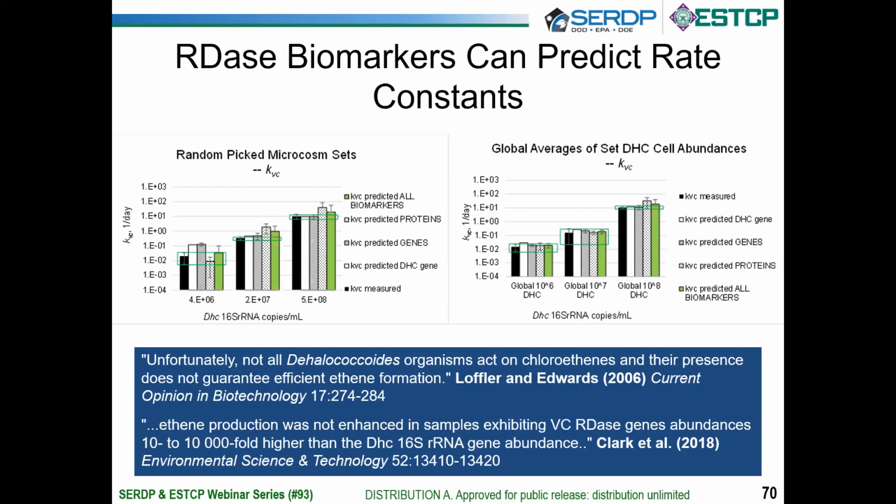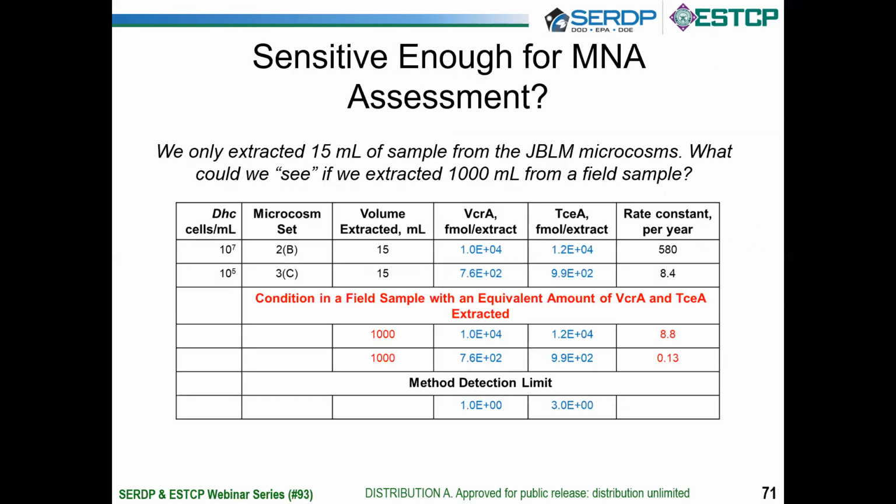On slide 71, a key question for this project and this technology is, can you quantify proteins low enough to be relevant for M&A assessment, which is a really important piece of chlorinated site management at DoD sites. The first two rows of the table shown here, for 10 to the 7 and 10 to the 5 cells per mil treatments, translated to a rate constant, and this is for cis-DCE, of 580 or 8.4 per year.